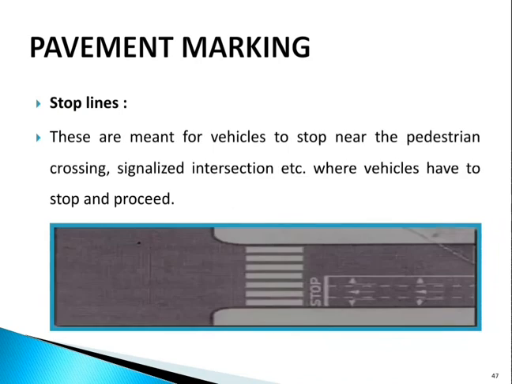Next one is stop lines. These are meant for vehicles to stop near the pedestrian crossing, signalized intersection, etc., where vehicles have to stop and proceed. So you can see it in the image.